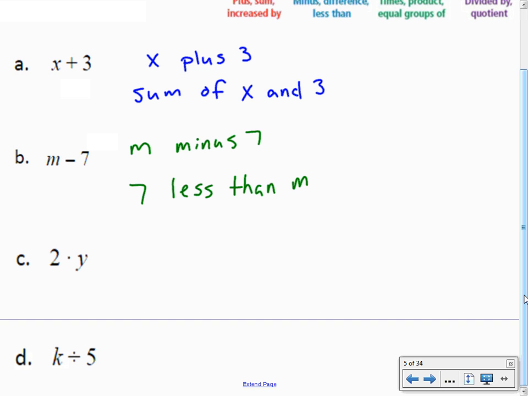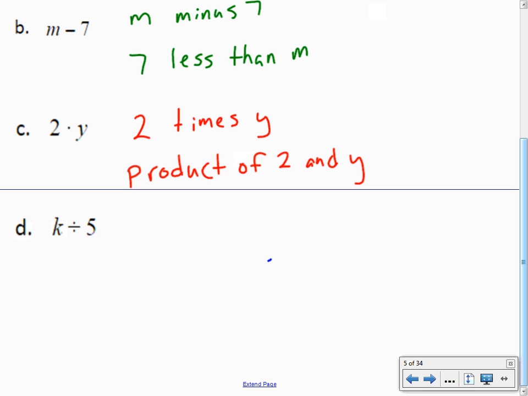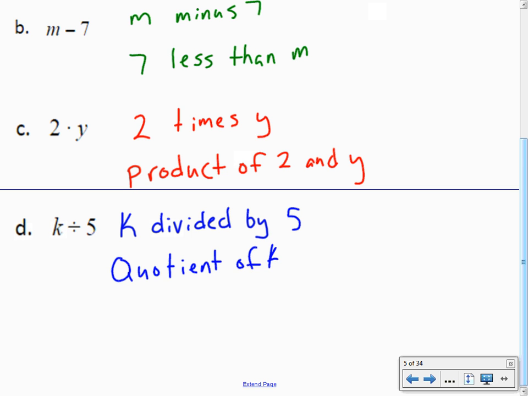Example C, we have 2 times y. We could also say that that is the product of 2 and y. And lastly, example D, we have k divided by 5. We could also say that it is the quotient of k and 5.